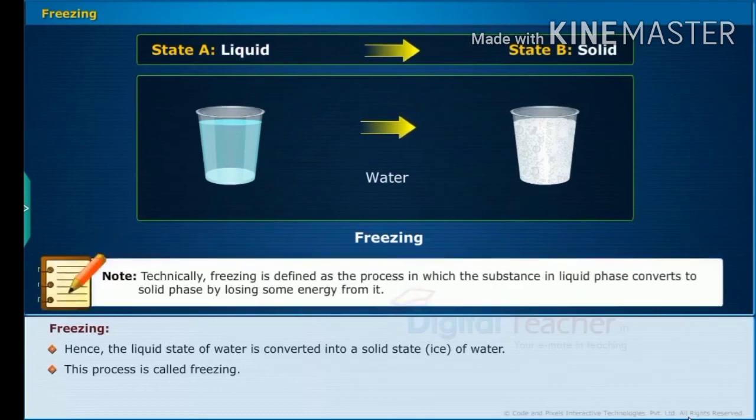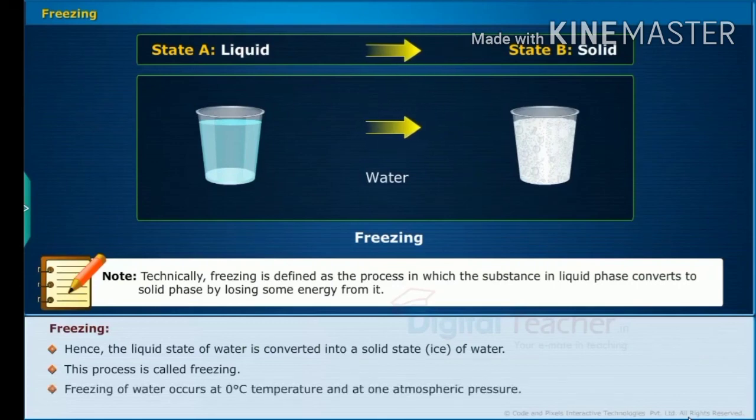Technically, freezing is defined as the process in which a substance in liquid phase converts to solid phase by losing some energy. Freezing of water occurs at 0 degrees Celsius temperature and at 1 atmospheric pressure. Let us learn more about freezing through an activity.